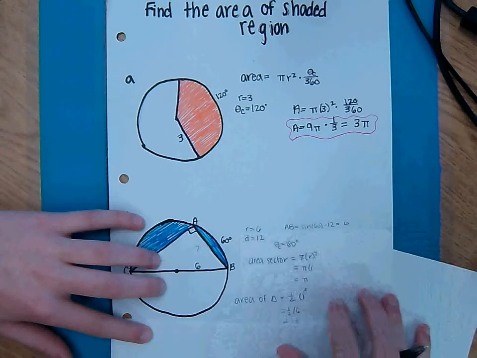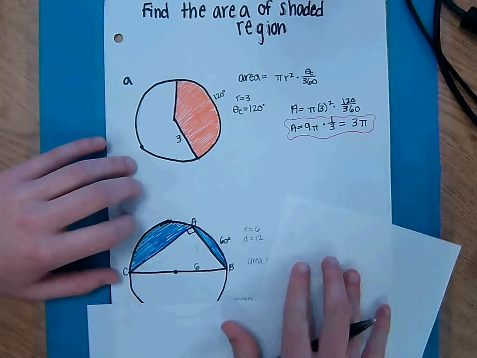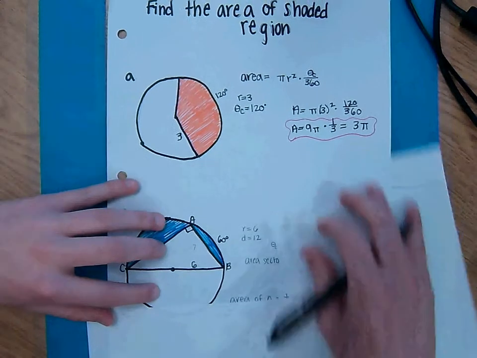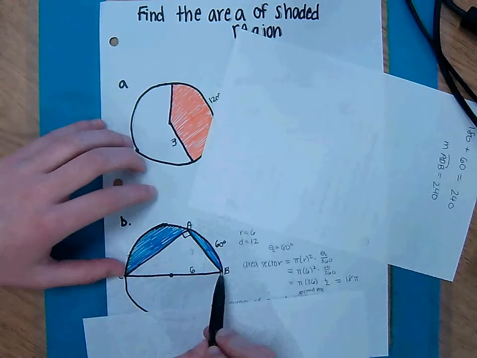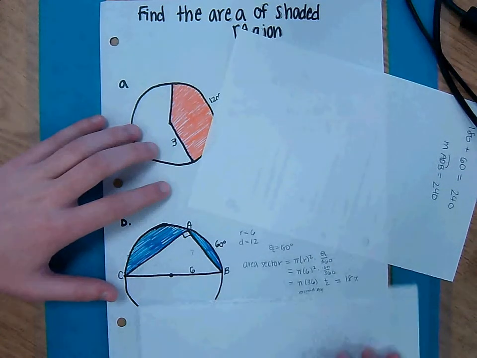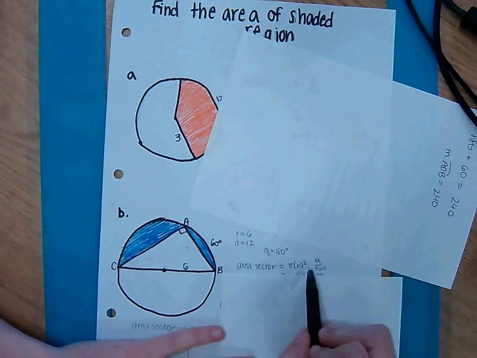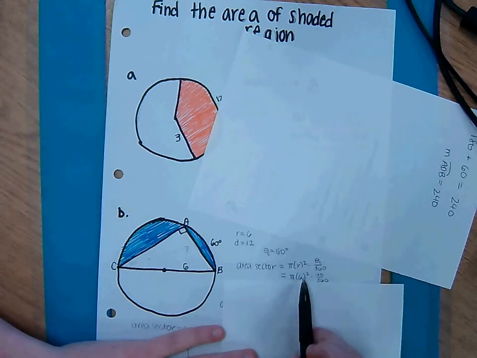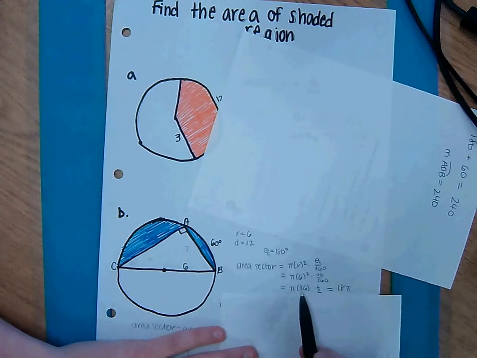So you write what you know. You have the radius of 6, and then you have the diameter 12, and then you have the area of the sector, and the central angle is 180. The central angle is 180 because this is the diameter. So you do the area of the sector, which is pi r squared times central angle divided by 360. And that'll give you pi times 6 squared times 180 over 360. So you get 36 pi times a half, which equals 18 pi.